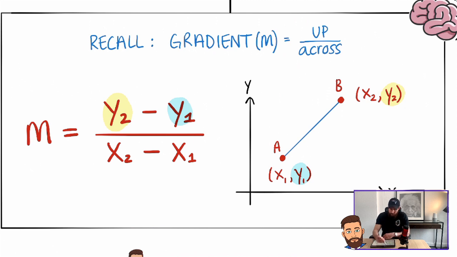Well, how many across would it be? Well, it would be the second x coordinate minus the first x coordinate. So the second x coordinate is up here, remember? Up here. And the first x coordinate is what we're going to minus it. So that first x coordinate. Okay.